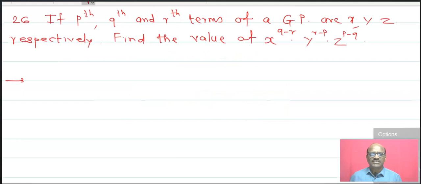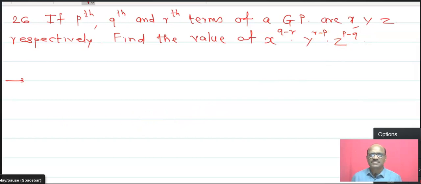Now the next question, that is question number 26. In this, the pth, qth and rth terms of a GP are x, y, and z respectively. Find the value of x raised to q minus r into y raised to r minus p into z raised to p minus q.